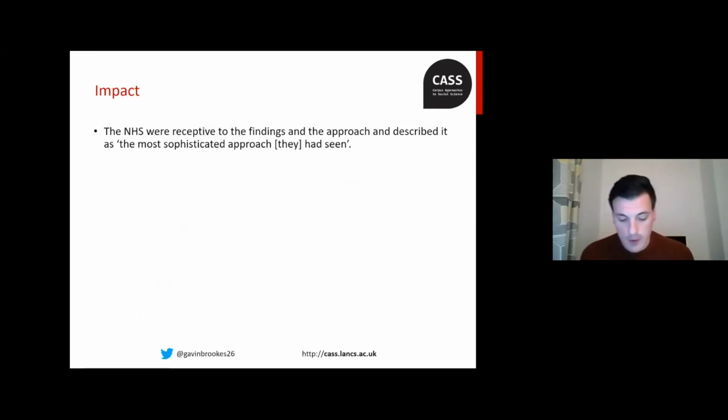Well, overall, the NHS liked the work that we did a lot. They fed back to us that it was the most sophisticated that they'd seen, and that it had shown them new things about their feedback that they didn't previously know. And this has resulted in material adoption of new practices.